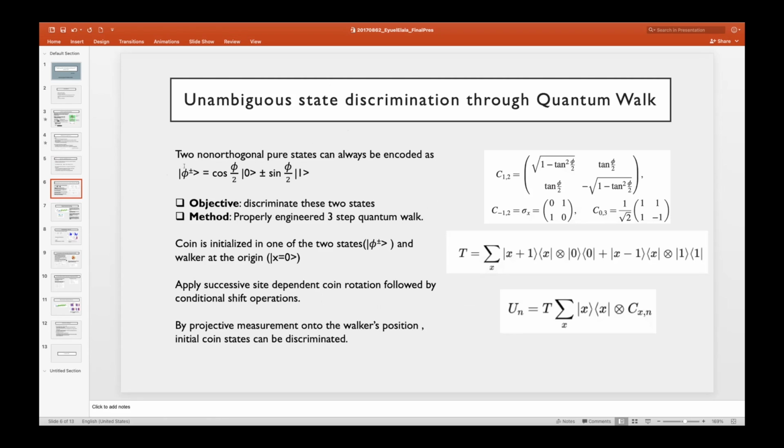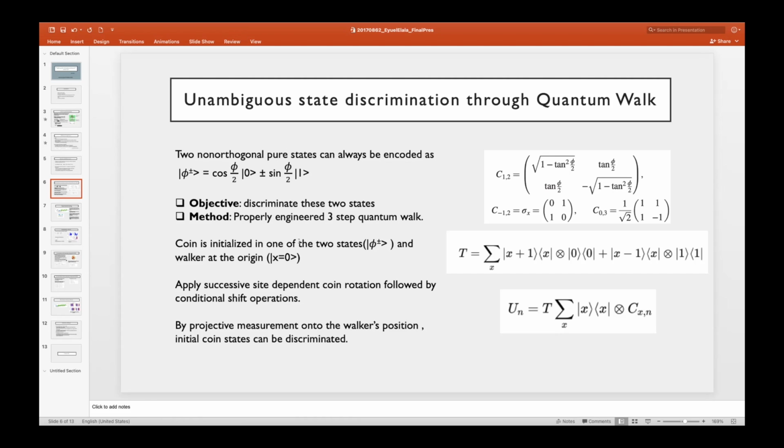For example, we have two states, phi plus and phi minus, and we want to discriminate between them. Let's say we have a source that produces phi plus and phi minus with equal prior probability, and we want to know whether our given state is phi plus or phi minus. They realized these experiments on a photonic architecture, but theoretically we can do this state discrimination using a three-step quantum walk.